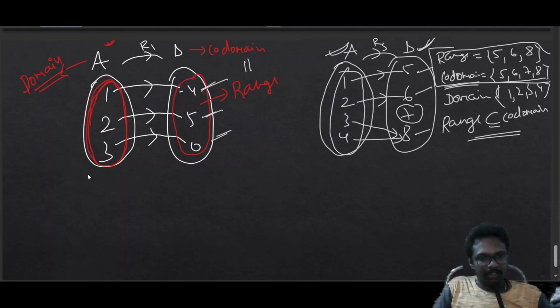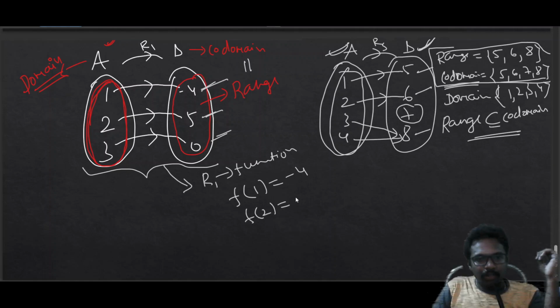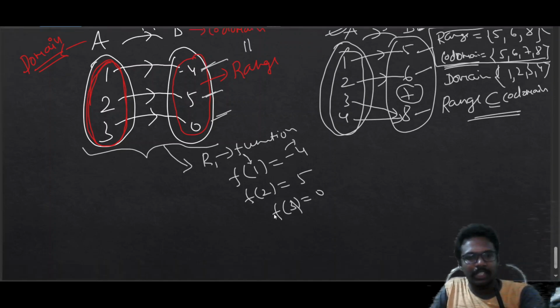Okay. We have already discussed that R1 is a relation, no? This R1 is also a function, and we can write it as a function. See, 1 is related to -4. We can write like this: f of 1 equals -4, f of 2 equals 5, f of 3 equals 0. These are the ordered pairs we have written: (1, -4), (2, 5), (3, 0). We can write it in function format: f of 1 equals -4 means if we input 1, we get output -4.